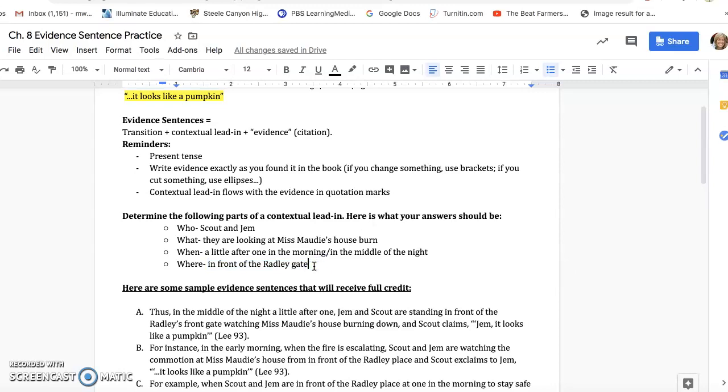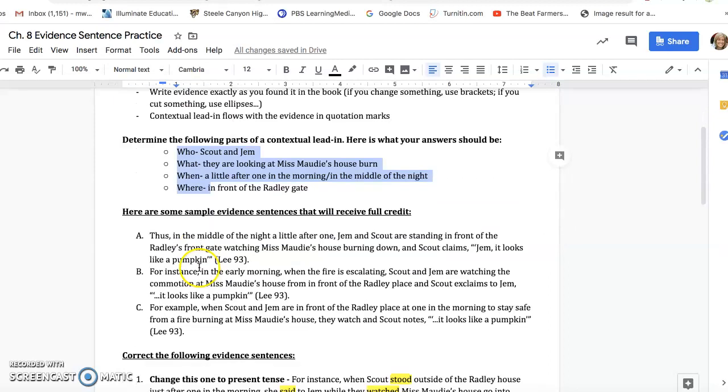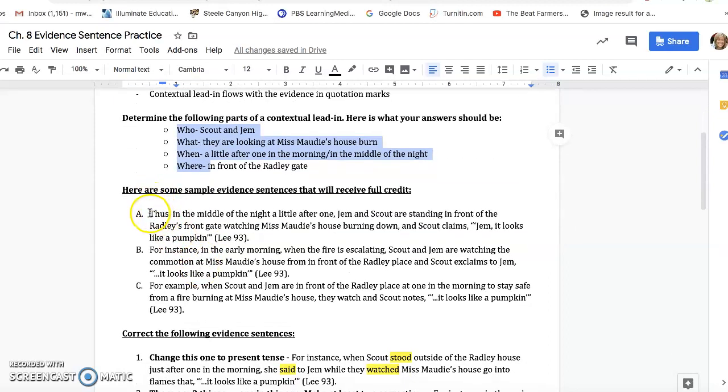So you don't say it's in chapter 4 or chapter 5. You don't need to say that. What you want to do is give your reader a sense of exactly where this happened in the book and what was going on. If you can answer who, what, when, and where, you don't have to answer all of them with every contextual lead-in, but if you attempt to do at least 2 or 3 of those, you'll give us some good context. So here are some sample evidence sentences that would receive full credit.